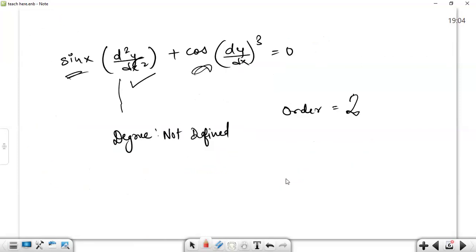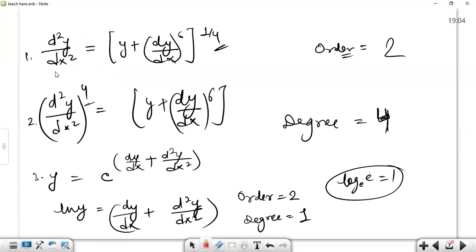Well, let's take some examples. Here, as you can see, the derivatives are bound to some trigonometric function. They cannot be separated from these. So the degree here will be not defined. The order will be 2 here, because the highest order derivative is 2. That's why the order is 2.